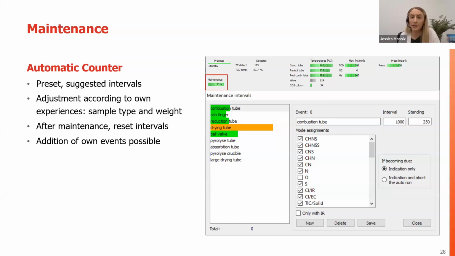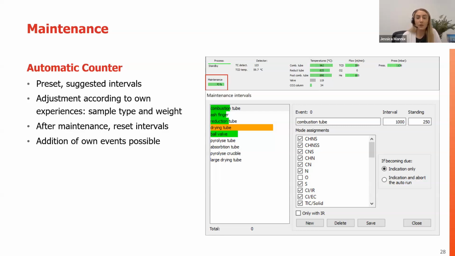So what this automatic counter does is it uses an interval. It's a preset default suggestion that's input there for typical samples. The way that these were created was usually by running pure chemical standards. So they will need to be adjusted according to your own experiences, so your own sample weight, your own sample type, and things along that nature.